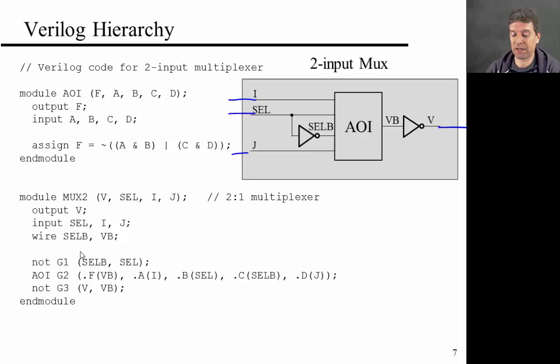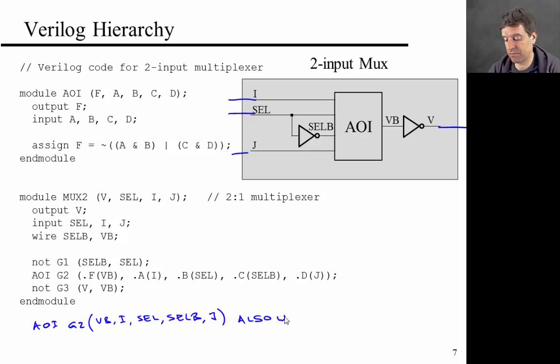One thing that's going to be interesting is this notation here with the dot F of V of B. I should say that you could have also written something like AOI G2 of VB, I, select, select B, and J, and this also works.